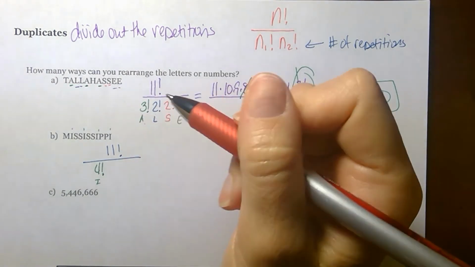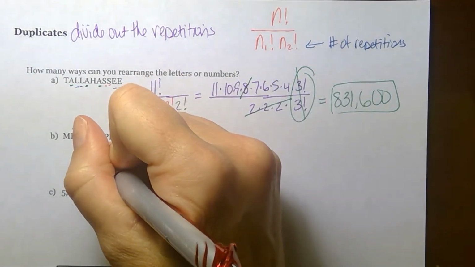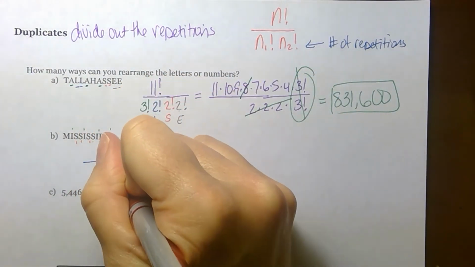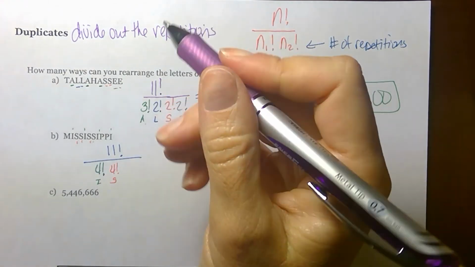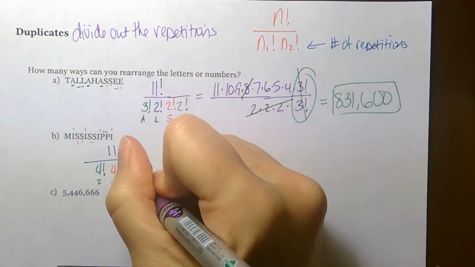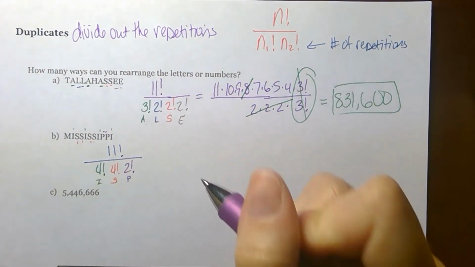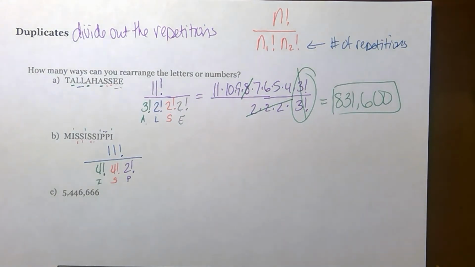And then I see that I have an S that repeats. I have 1, 2, 3, 4 S's that repeat. So that's another 4 factorial in my denominator. And finally, I have that P that repeats. And there are only 2 P's. So that's a 2 factorial in my denominator.